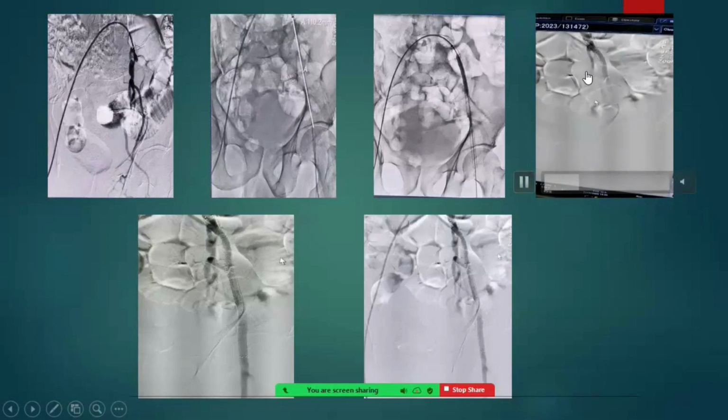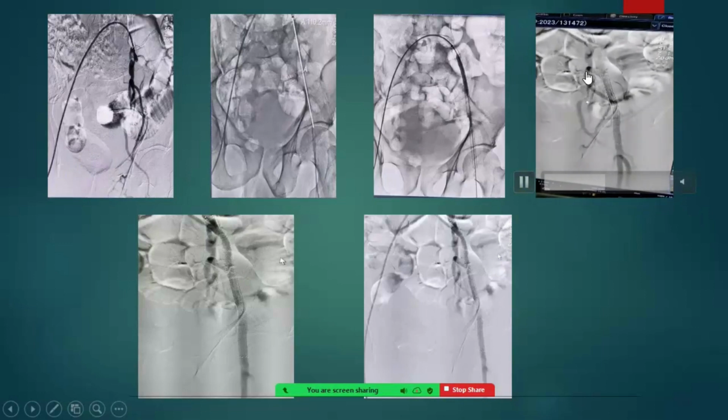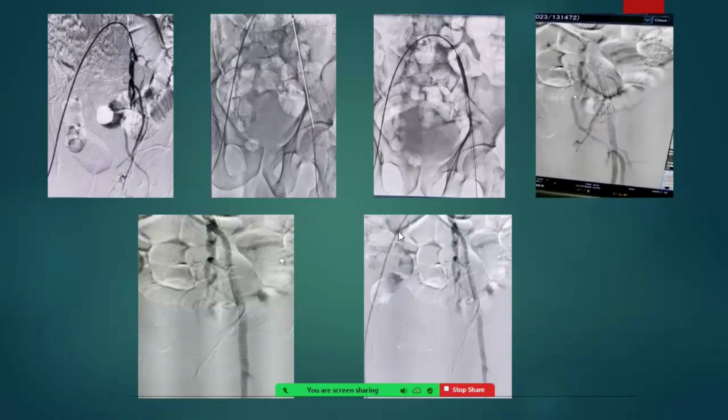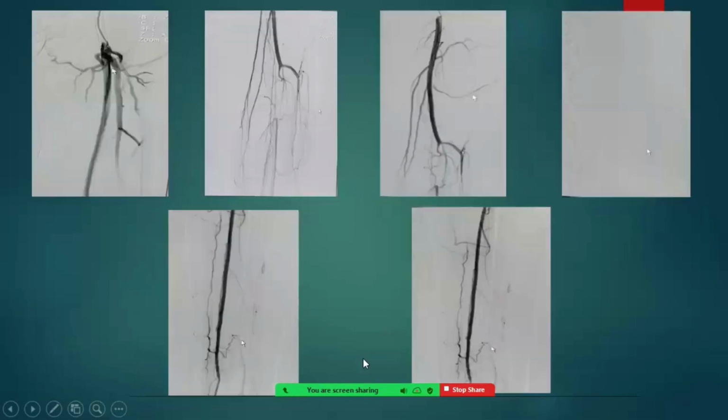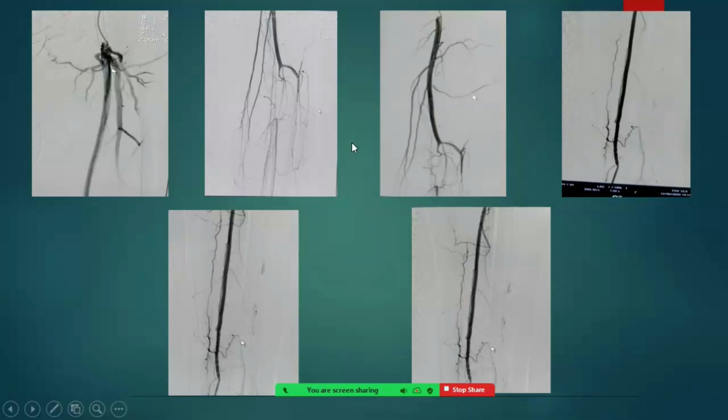We left the patient at this stage only, and then we called the patient back after 2 weeks to treat the distal runoff disease. So again, after 2 weeks, we took the antegrade approach. We are able to cross again from that crossover approach, and from the right side approach, we are able to do the angio. This is the disease.